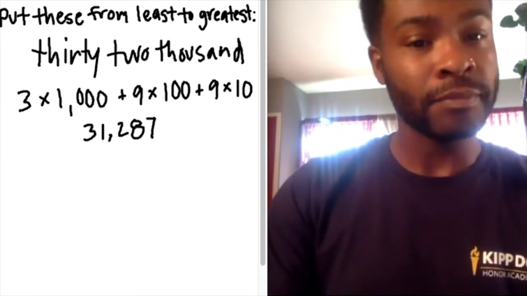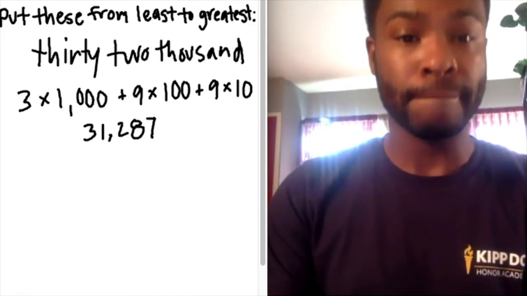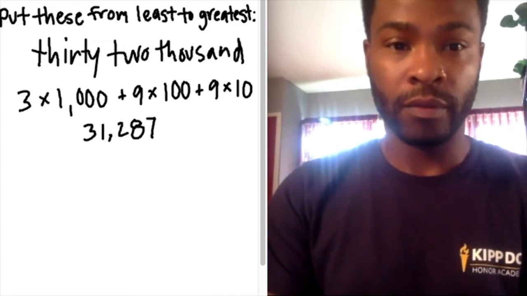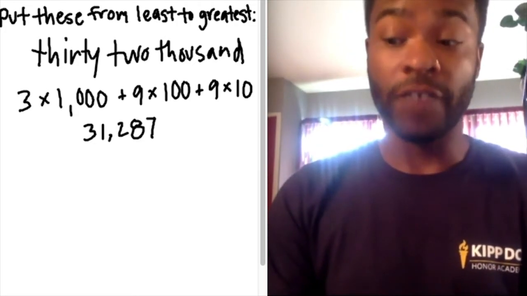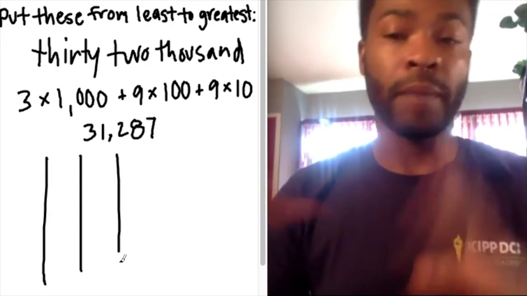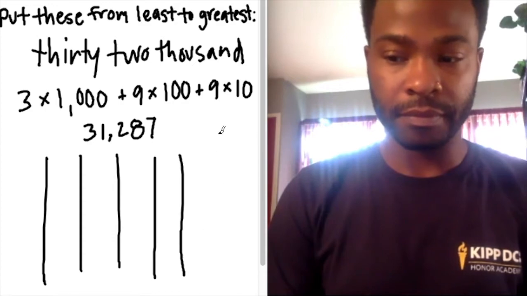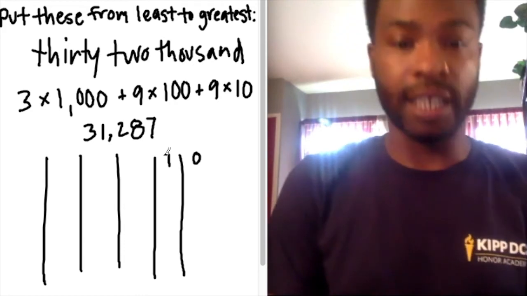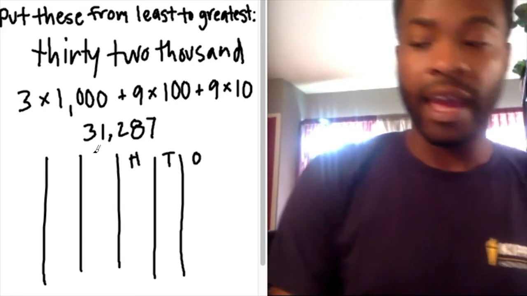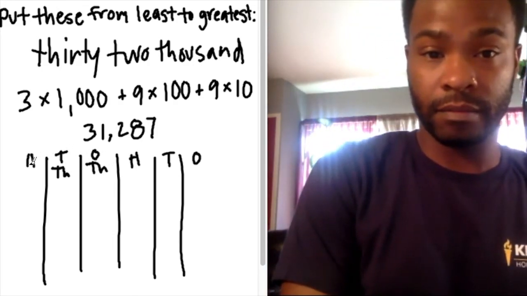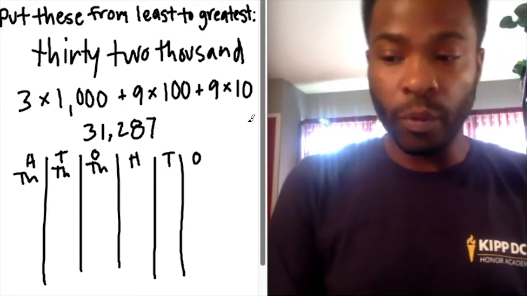Mr. Brown, we're trying to put these numbers in order from least to greatest, but they look really funny. 32,000 is written in words, and then 1 is written in like super duper expanded form. What should we do? Okay, I can help you with this. First, you want to make a big place value chart because we're dealing with some big numbers. So we want to make a huge place value chart. Then we want to fill it in. We want to label it. So we have our ones, our tens, our hundreds, and then our 1,000s, 10,000s, 100,000s. Got it. Then we can just plug in our numbers.